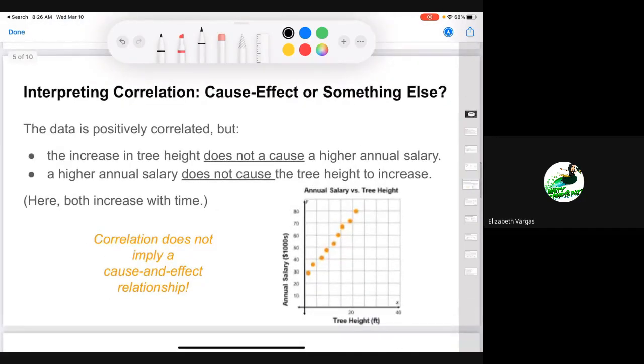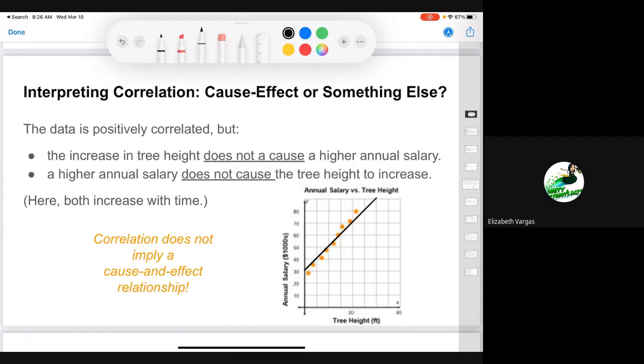Okay. So how do we interpret correlation? For example, here we have something that represents the tree height and how that affects the annual salary. And as we can see, the data is positively correlated, right? That data is running at a positive slope, right? Well, this is telling us that the increase in tree height does not cause a higher annual salary. They're just correlated to each other. So it doesn't cause the increase in salary. It's just correlated to it.